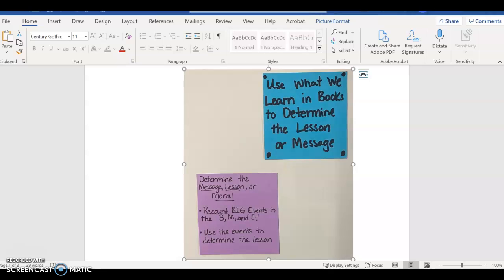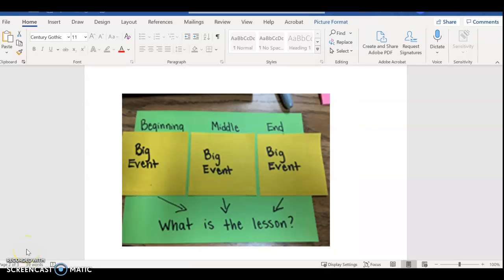Okay, so we're going to go back to the story Memoirs of a Hamster. And that's going to help us to recall the big events. That means the most important events that happen that change the perspective of the characters. When I'm doing this, I have to think about first the beginning. What happens in the beginning? In the middle, is there a problem? How was the problem solved? And in the end, what did the character or characters learn from solving that problem?